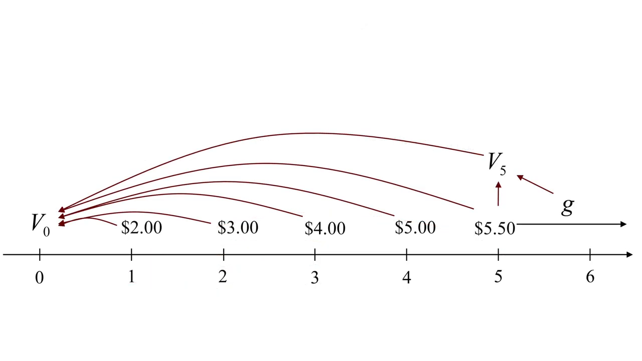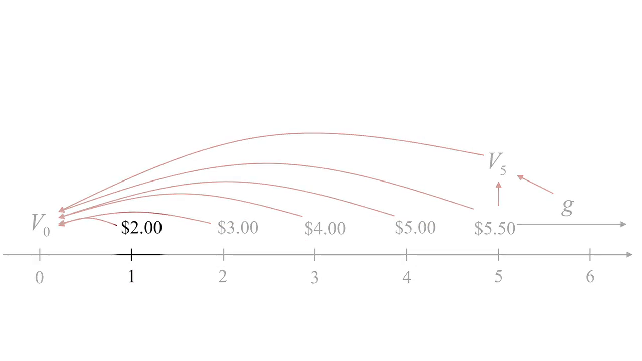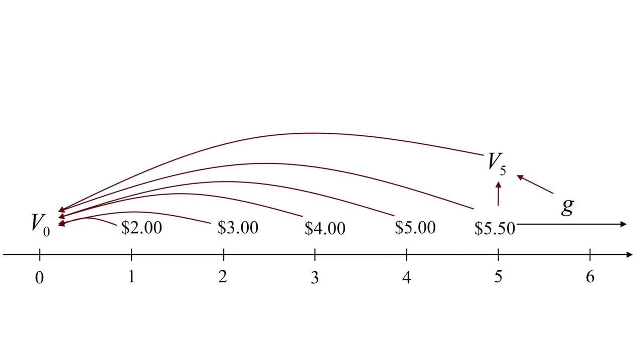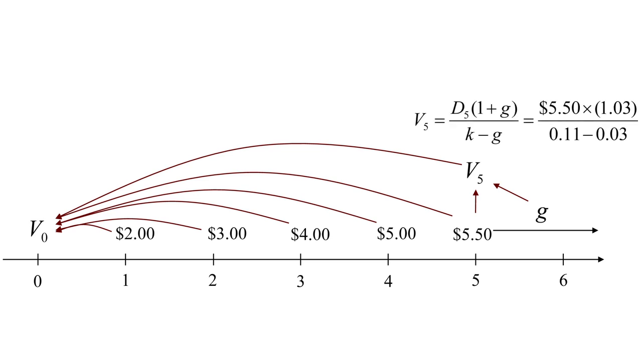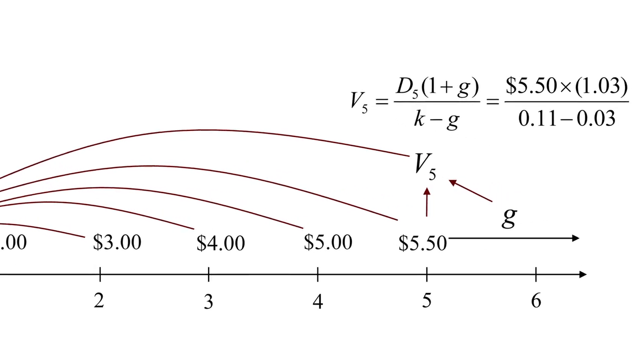Okay, so we'll take a specific numerical example here. Let's start with that $2 dividend to be received a year from now. Now we'll assume that we forecast that this stock will pay a $3 dividend in year 2, a $4 dividend in year 3, a $5 dividend in year 4, and a $5.50 dividend in year 5. Beyond year 5, we'll assume that dividends will grow at a 3% rate per year. So let's start and work our way backwards.